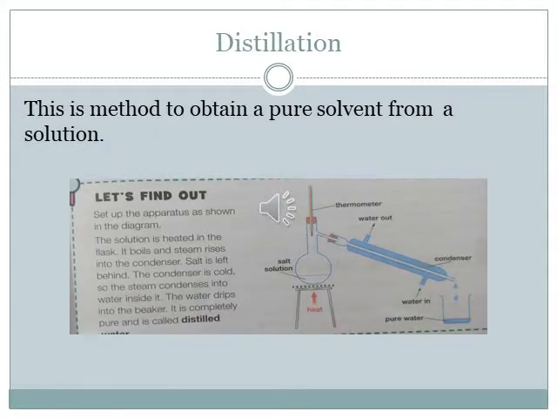Next, the method is distillation. This is a method to obtain a pure solvent from a solution. For this activity, first we have to set up the apparatus as shown in the diagram. The solution is heated in the flask. It boils and steam rises into the condenser. Salt is left behind and the condenser is cool, so the steam condenses into water inside. The water drips into the beaker. It is completely pure, distilled water. In this method, liquid can be purified from the solid.